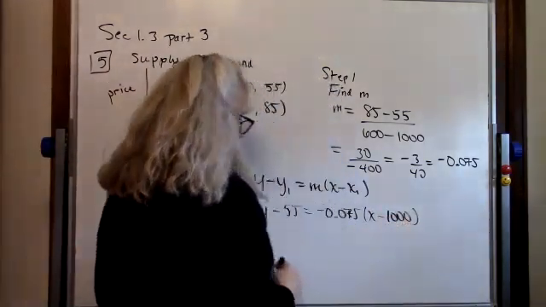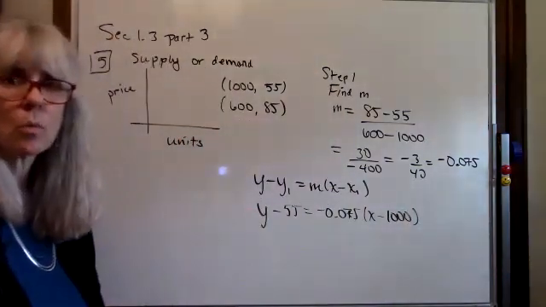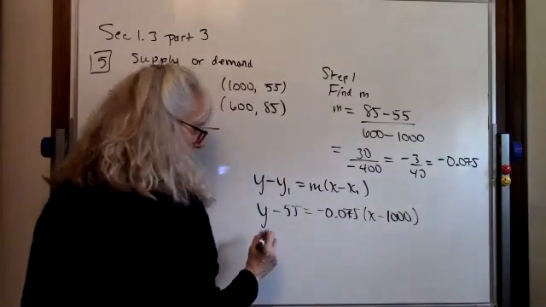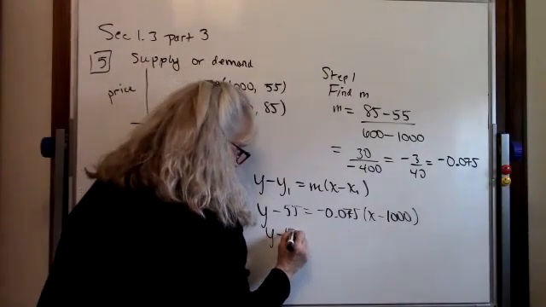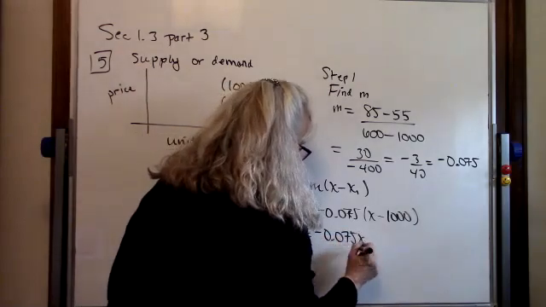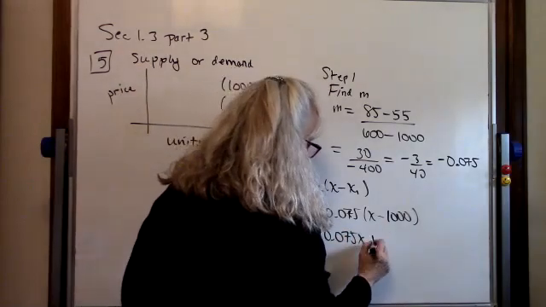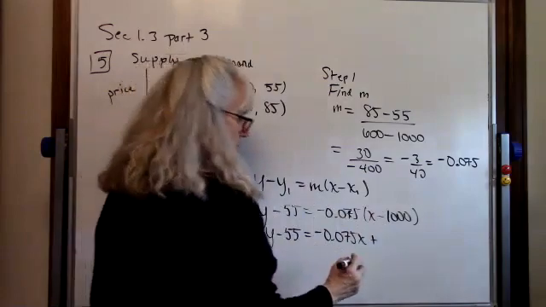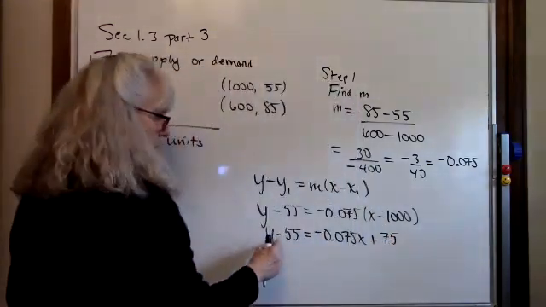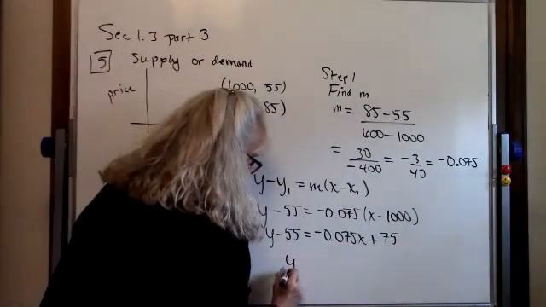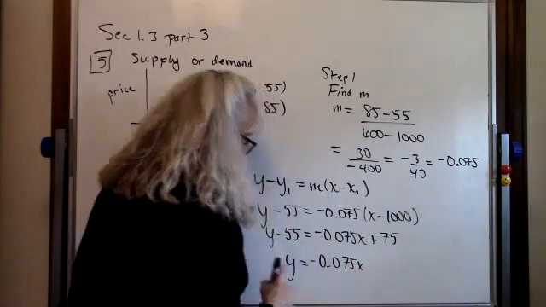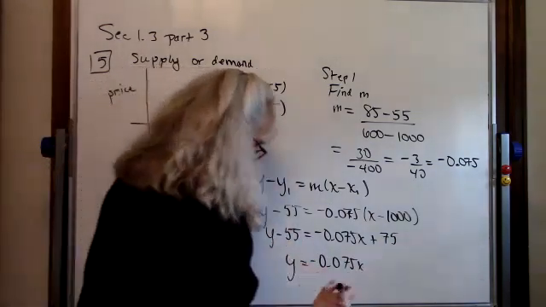You do need to clean this up and write this into y slope intercept form, y equals mx plus b. So we'll distribute our negative 0.075. So y minus 55 is equal to a negative 0.075x. The negative times the negative is going to make that a positive, and 0.075 times 1,000 is 75. Then all we need to do is move over the 55, and we'll end up with y equals a negative 0.075x. 55 and 75 are going to add to give me 130.